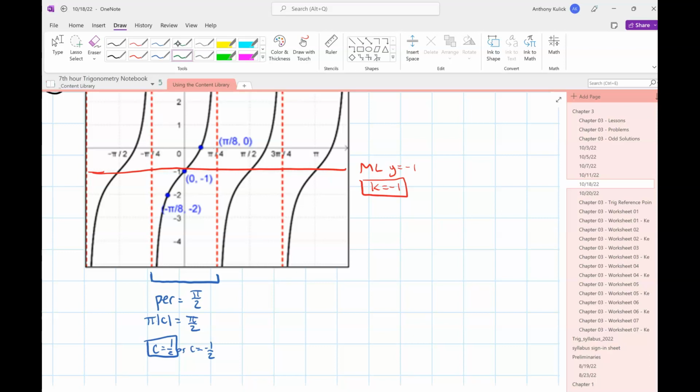Okay. To find the absolute value of a, remember what we did is we're going to look halfway in between the midpoint and the asymptote. And we're going to look for the distance from that point back to the midline. That's going to be our absolute value of a. How far was that? Just 1 unit, right? So a is going to be either 1 or negative 1.